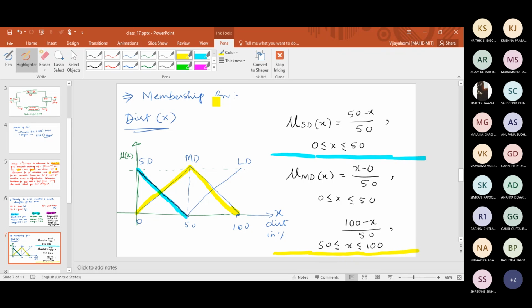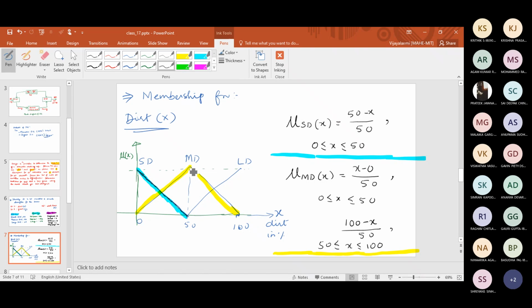Okay, listen. Whatever I have shown for small dirt, the variation you can see, this axis is the dirt in percentage, from 0 to 50. So how will you write the equation for the membership function? The membership function of small dirt is (50 minus x) divided by 50, whatever is there in the x-axis, that is 50, in the range 0 to 50.